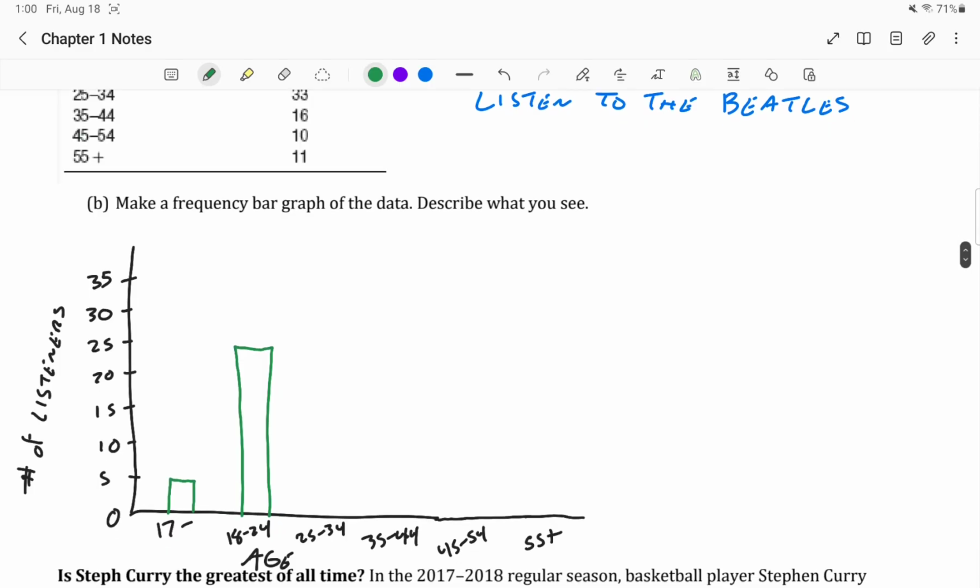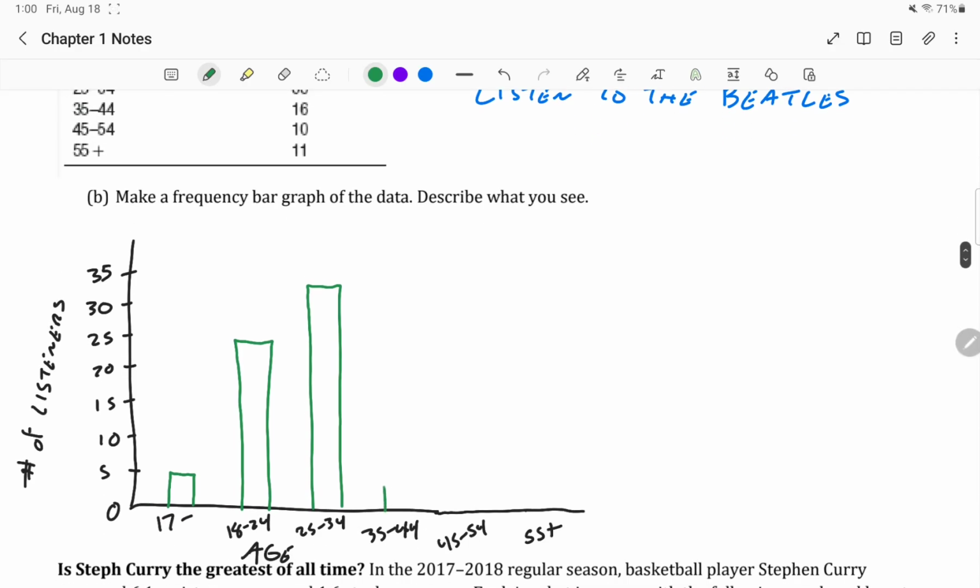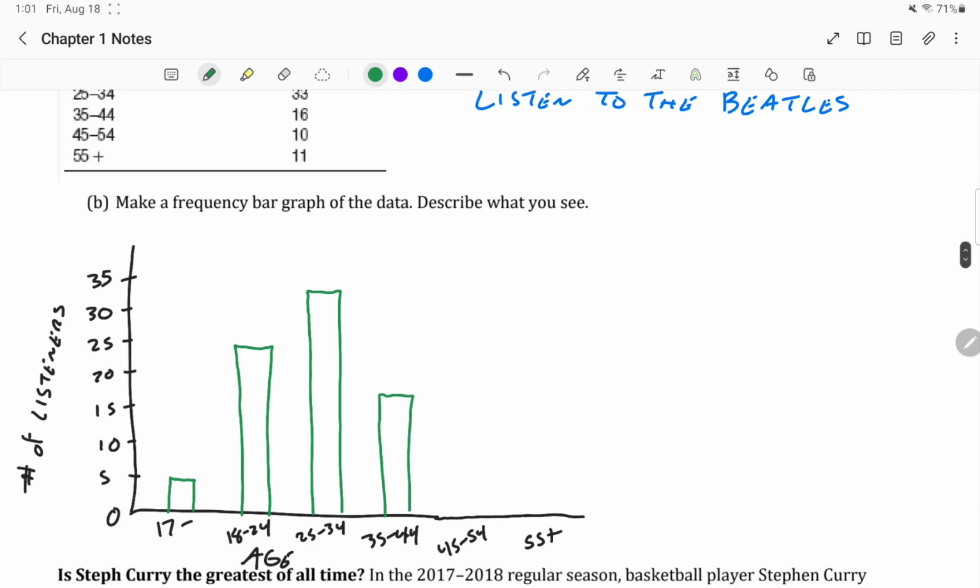25 to 34 is 33. So we're going up to 33. And then 35 to 44 is 16. So go up to 16. 45 to 54 is 10. So go up to 10. And then 55 plus is 11.